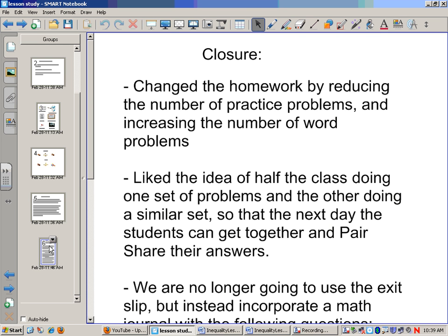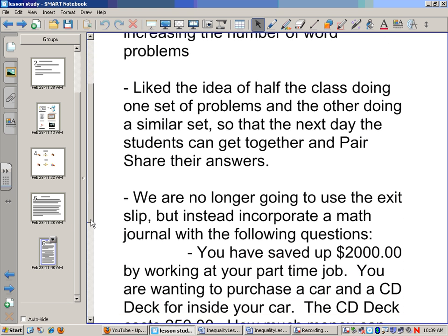We really like the idea of half the class doing one set of problems and the other half doing the other for homework, and then the next day they come in and do their pair share with their answers so they can help correct each other. And that's advancing their learning.